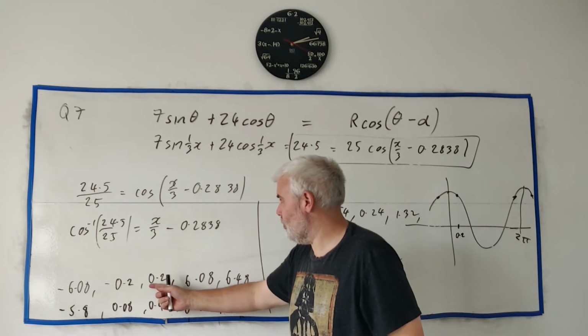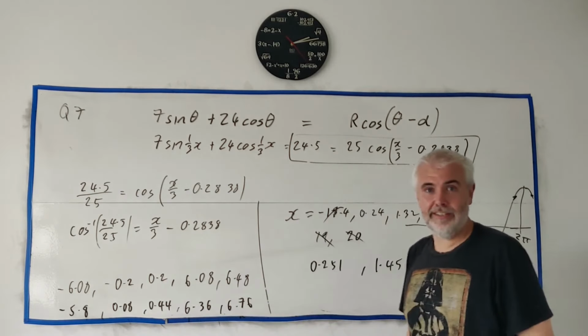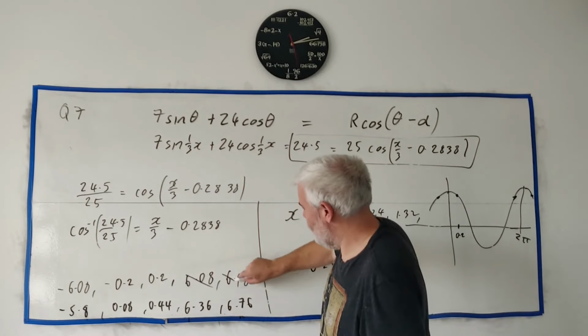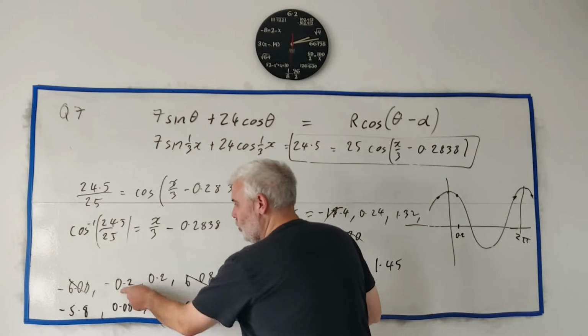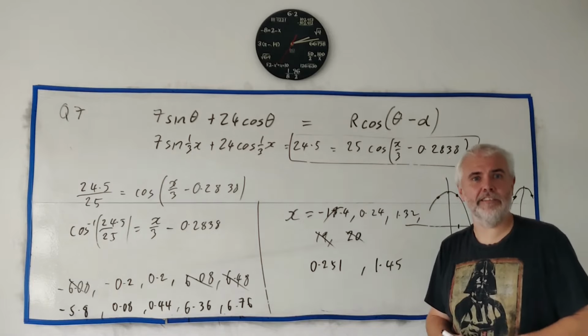This guy's small enough as well. After we multiply it by 3, or add this and multiply by 3, it's still okay. This is way too big. I could throw this away already. So when I did this, I could probably already have gone, these are the only 2 possible answers. And it did work out that they were the 2 answers.